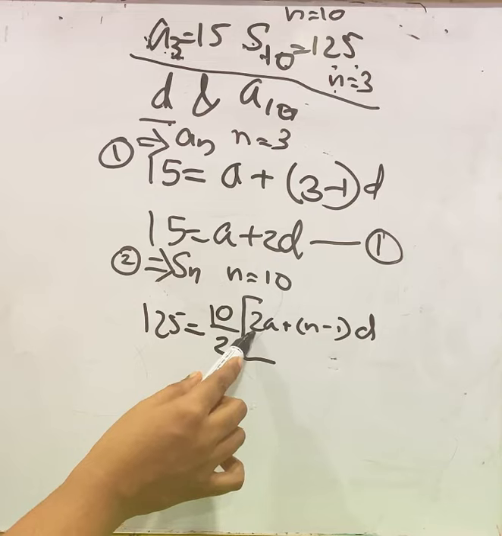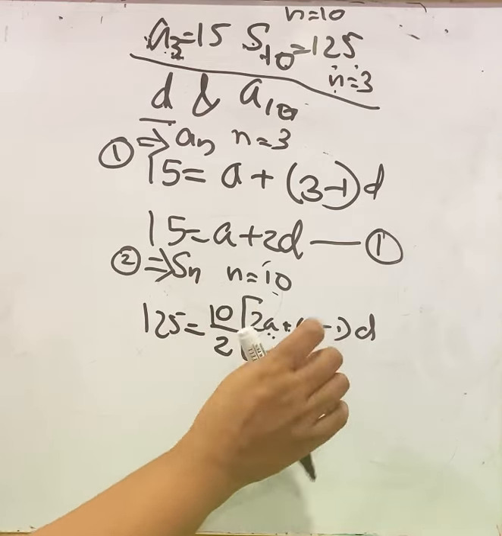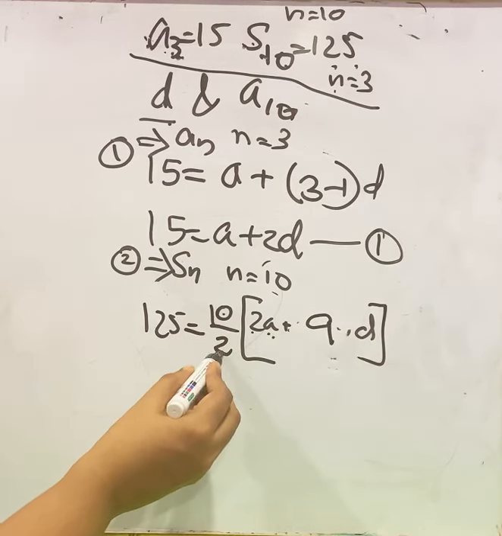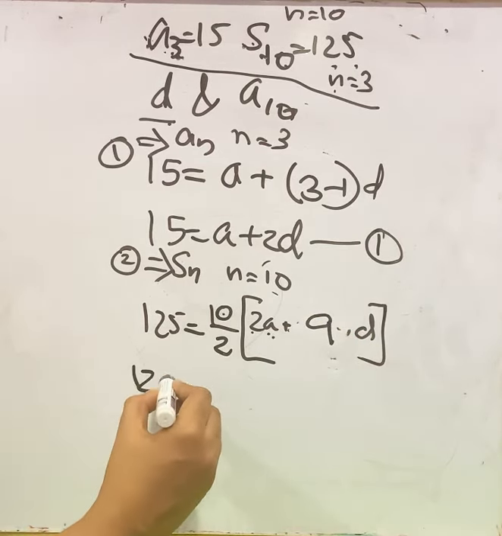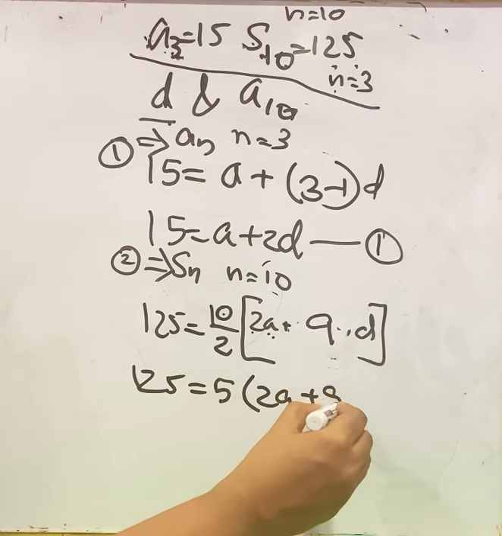Now here 2 into A, keep it there, plus n is here 10. 10 minus 1, 9. D, that is 10 division 2 is 5. 125 equal to 5 into 2A plus 9D.